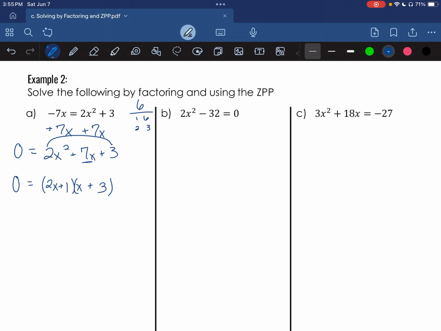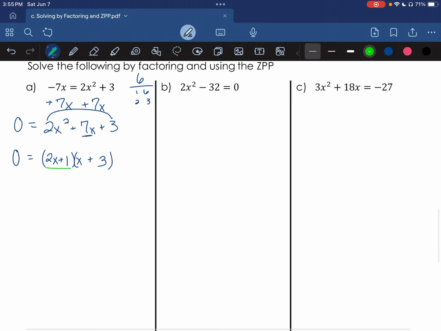All right, so now we're going to set each one of those factors equal to 0. So I'll have 2x plus 1 equals 0. Now that's a two-step equation. All the ones we've had before have been one-step equations, but that's okay. We know what we're doing when it comes to solving linear equations, right? So this one's going to be x is negative a half, right? I subtracted 1 and divided by 2. And then we had x is going to be negative 3 here.